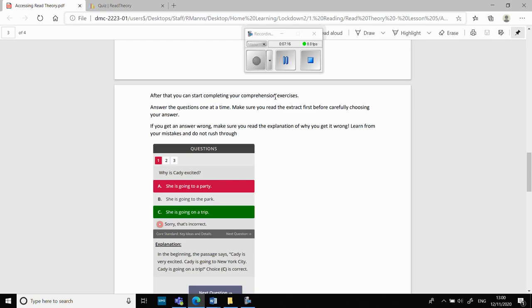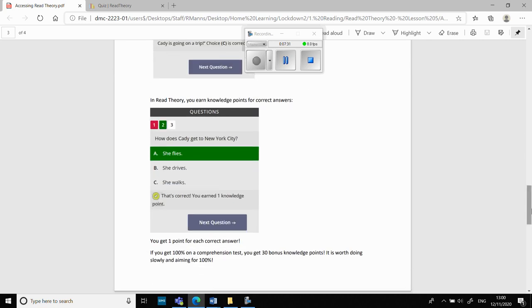So after that you can start completing your comprehension exercises. Answer the questions one at a time. Make sure you read the extract first before carefully choosing your answer. If you get an answer wrong, make sure you read the explanation of why you get it wrong, learn from your mistakes, and do not rush through. And that's what I mean there.